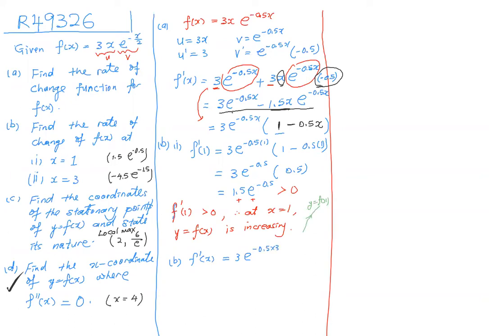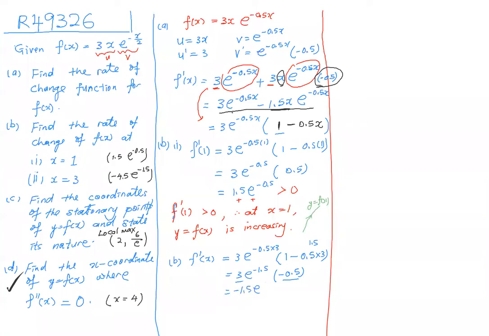Chunyi, you stop. I start writing, you stop talking. Well, 1 minus 0.5 times 3. Okay, so it will be 3e to the power negative 1.5, open bracket, 1 minus 1.5. 1 minus 1.5, so what is the answer? Negative 0.5. So this one and this one multiply, what do you get? Negative 1.5.